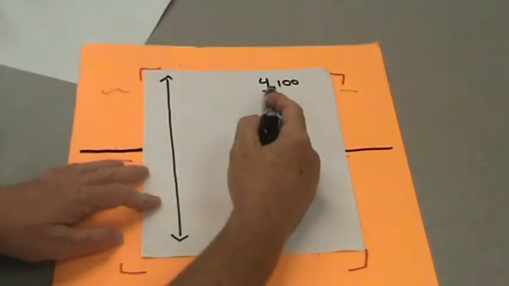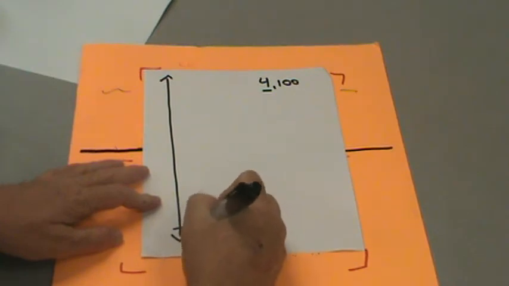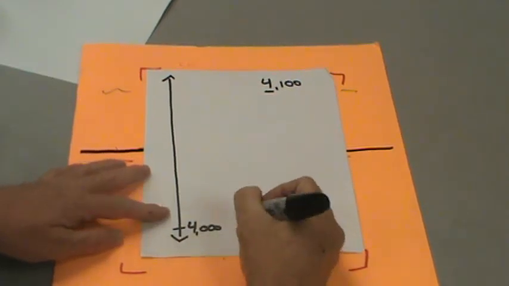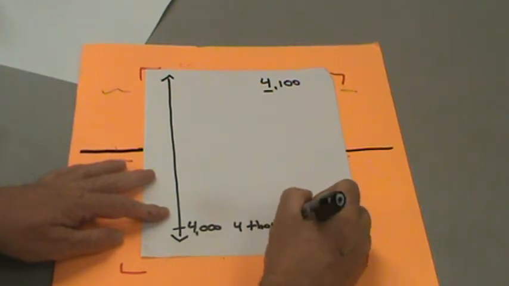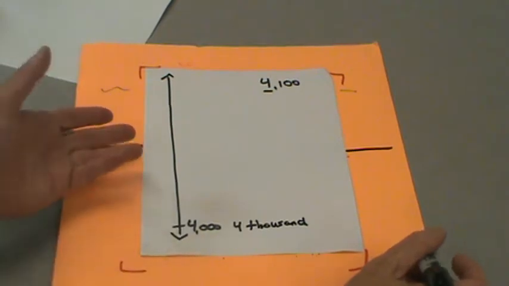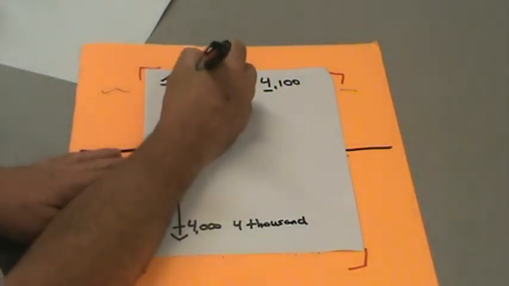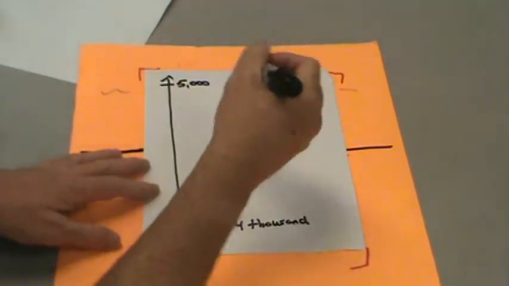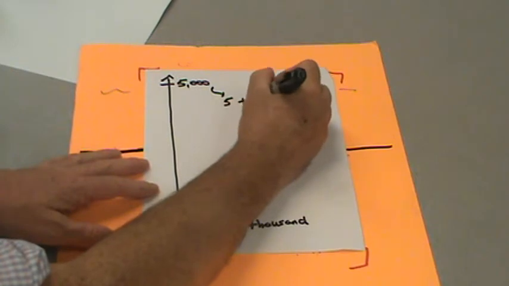So we take it to the nearest thousand. I'm going to take it down to 4,000, or 4 thousands, and go ahead and write all this down so we can take a look. Okay, now what's the next thousand after 4,000? Well, it's 5,000. So I'm going to make this a 5,000, or we can call it 5 thousands.